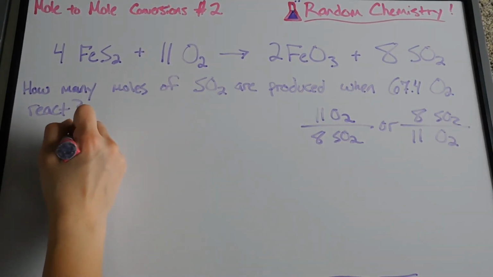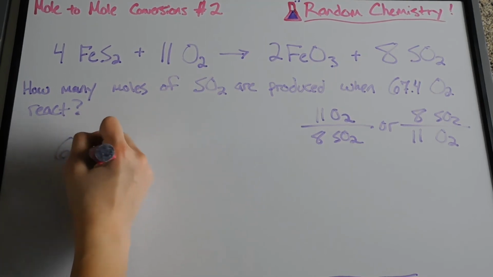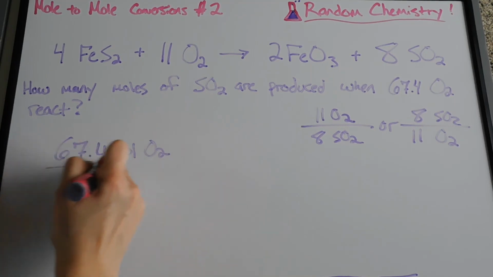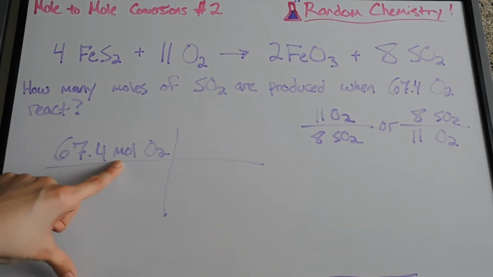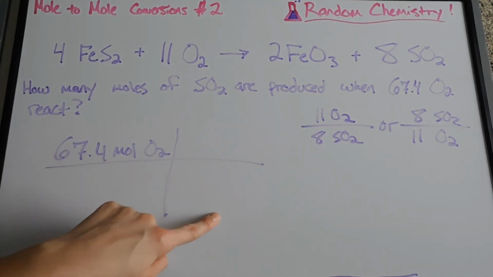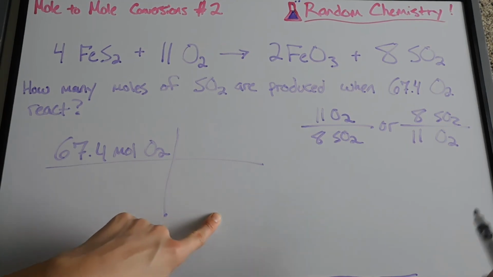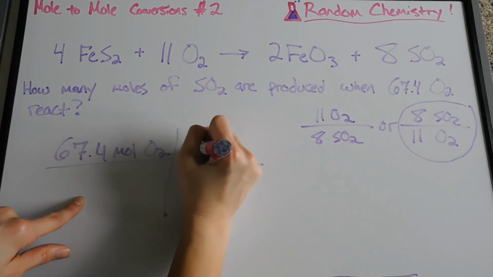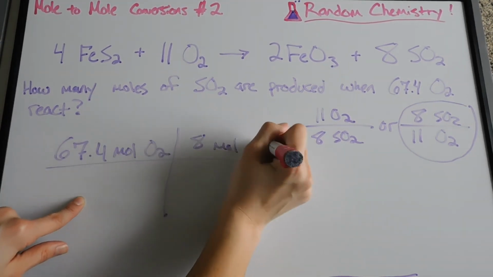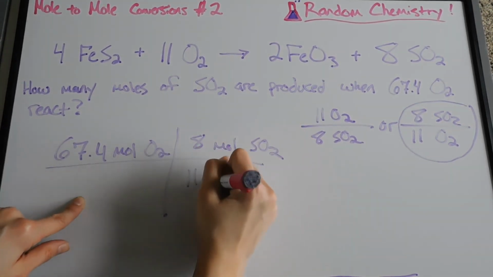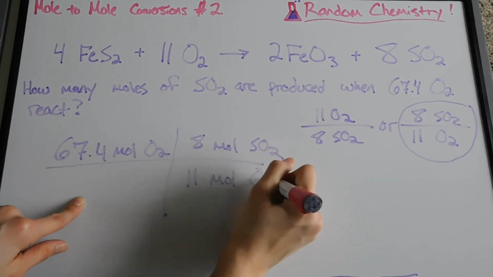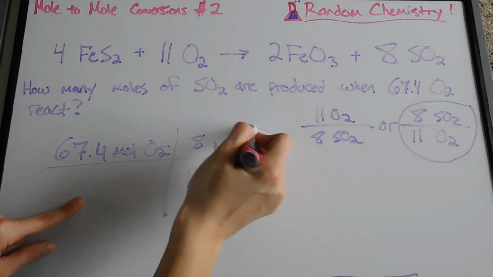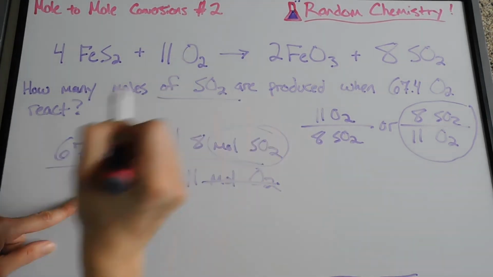And we'll start with what we're given, 67.4 moles of O2. And if I have moles of O2 on top, then I want moles of O2 on bottom so they cancel out. So this conversion factor is what I'm going to use. 8 moles of SO2 for every 11 moles of O2. And moles of O2 cancel, and I'm left with moles of SO2, which is what I'm being asked.